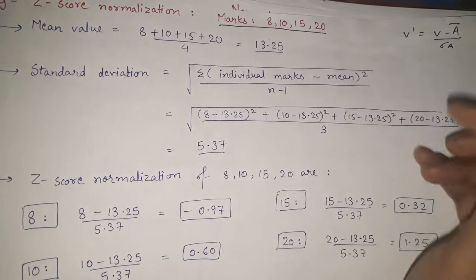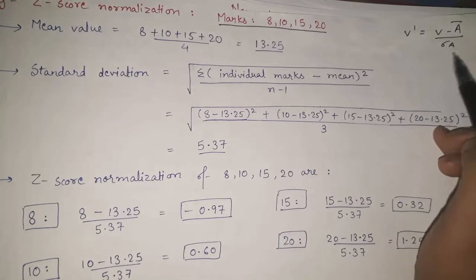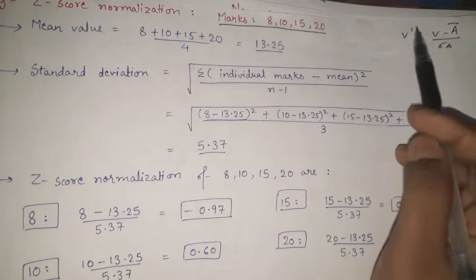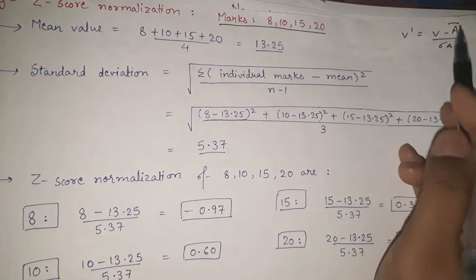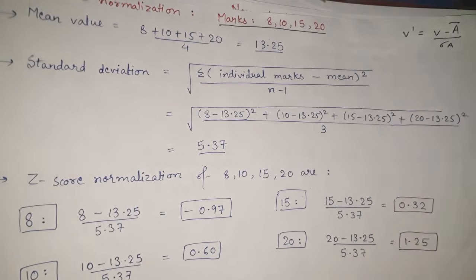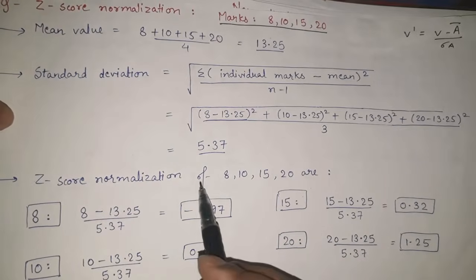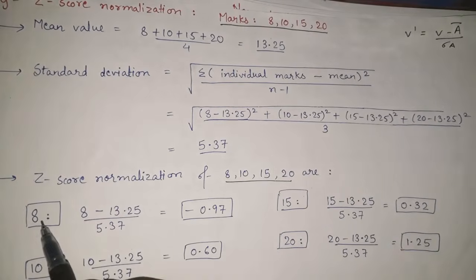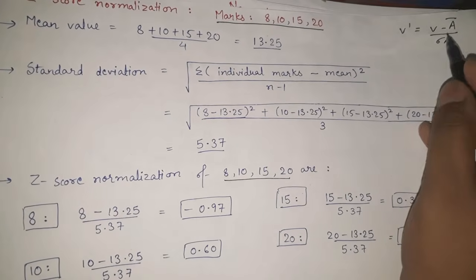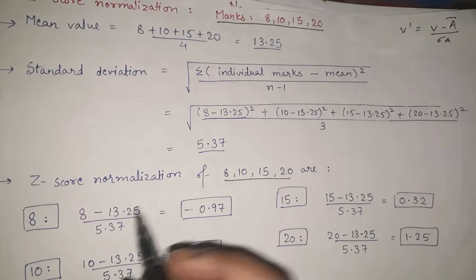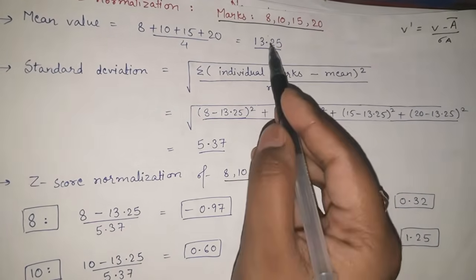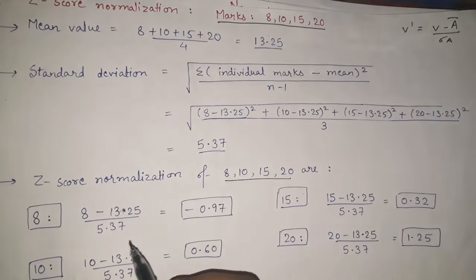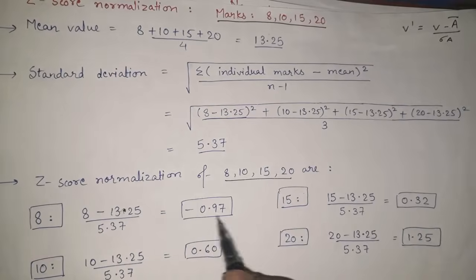So now in my formula I wanted mean value of A and standard deviation value of A. Now I am having both of them. So simply what I need to do, in order to find out the new normalized value, is put the values into this formula. So putting the values, z-score normalization of these 4 numbers respectively are, for 8, how we can find out? 8 minus, because V minus mean divided by standard deviation. So 8 minus mean, this mean value whatever we have found out, 13.25, divided by standard deviation, that is 5.37, that is equal to this much.